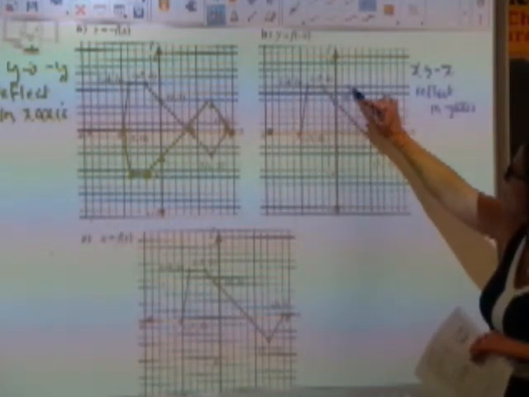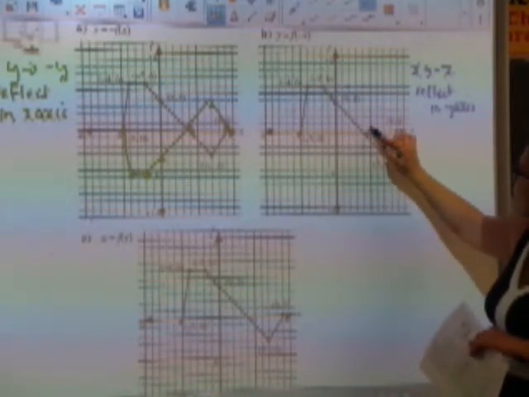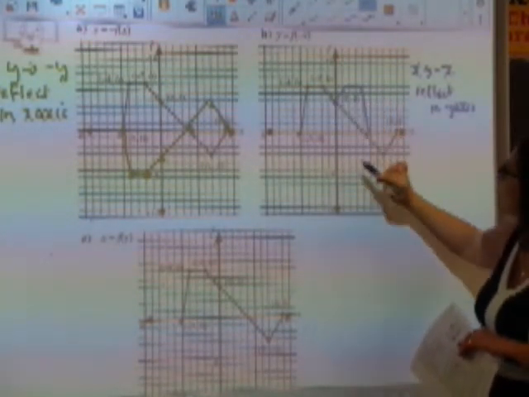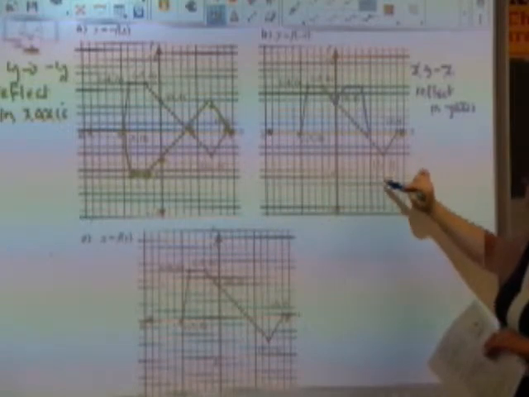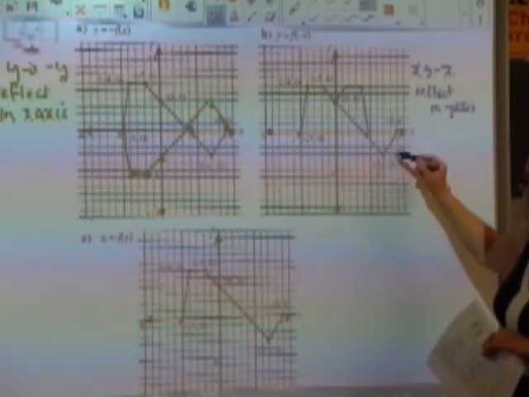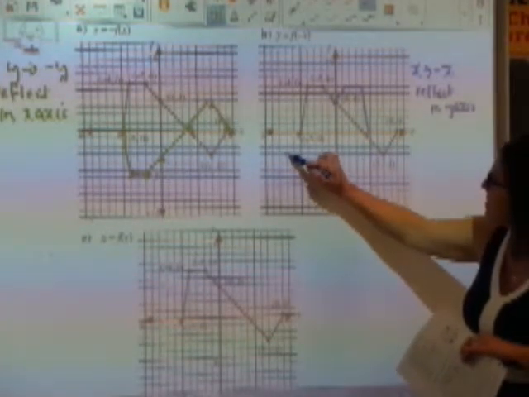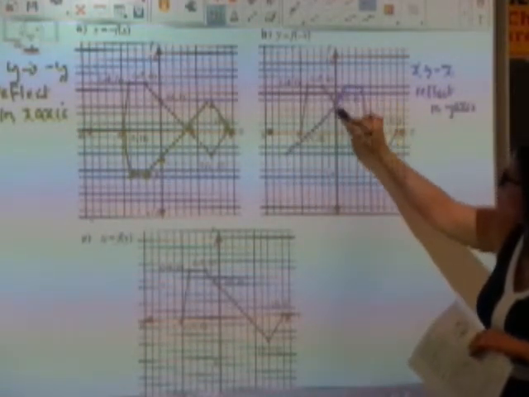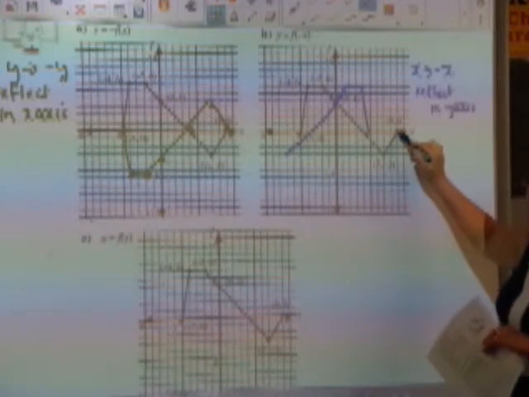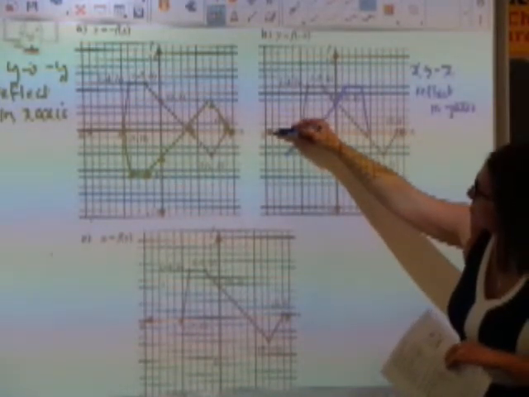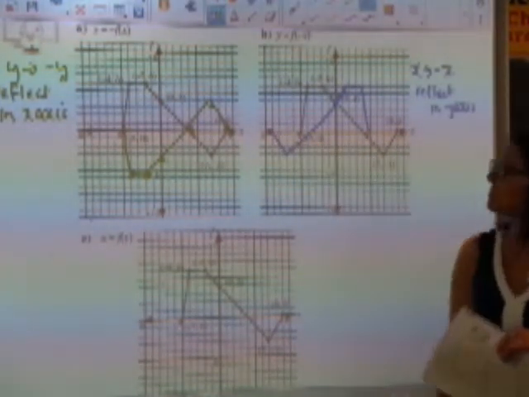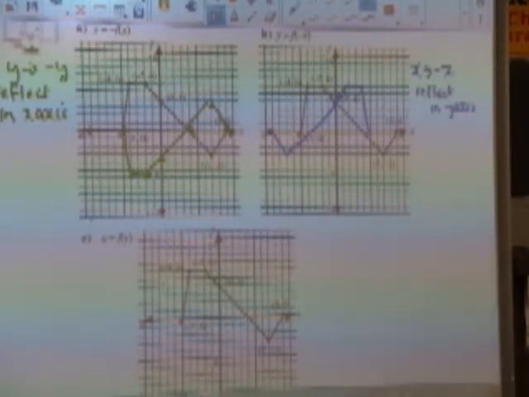Negative 2 and 6, positive 2 and 6. So now I've got this part of my graph, and then I've got 7 and negative 3 becomes negative 7 and negative 3. Joins to this part here. And then 9 and 0, negative 9 and 0. Does that graph look like it's been reflected in the y-axis?